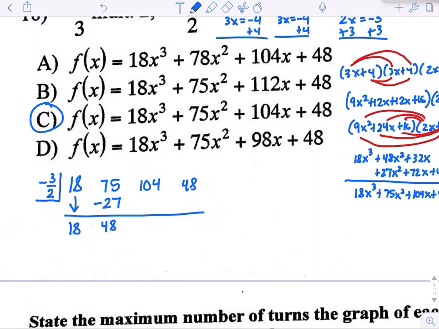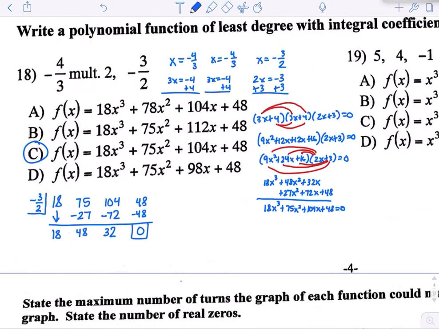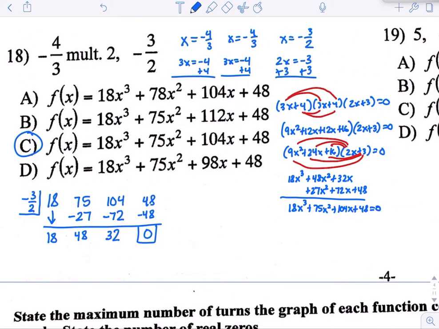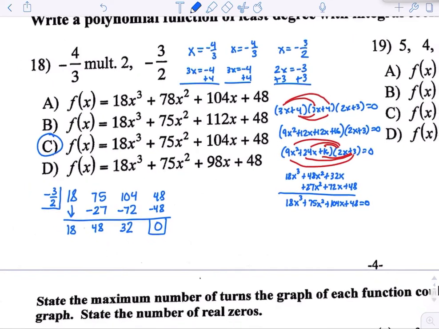48 times negative 3 halves would be 48 divided by 2, which is 24. 24 times negative 3, negative 72. Add that, and you would get 32. 32 divided by 2 is 16. 16 times negative 3, negative 48. And that's good enough proof for me, right? That's good enough proof to show that that is a 0 for that function. And right, if you want, you can test out all of A through D, you guys, to see which one would give you a remainder of 0 for synthetic division.